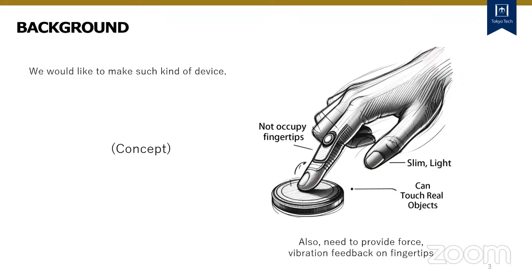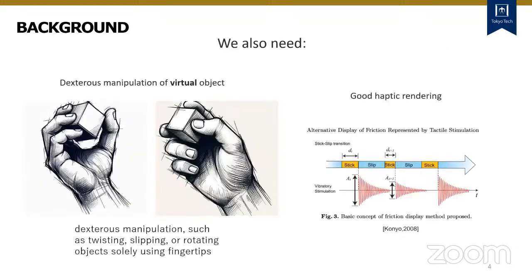So we need to solve some problems, like how to keep the haptic device slim, light, and portable, how not to occupy the fingertips, allowing for touching the real object and still providing force feedback on the touch side of the fingertips. While meeting the above requirements, we need to achieve feedback on all of the fingers and enable dexterous manipulation of objects. This is an example of dexterous manipulation. We also need to provide haptic rendering with more information, like this example, the stick-slip phenomenon. If we can reproduce such haptic sensations, we can feel more realistic feeling.